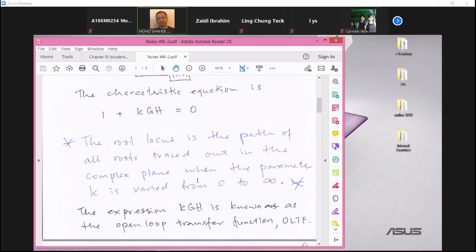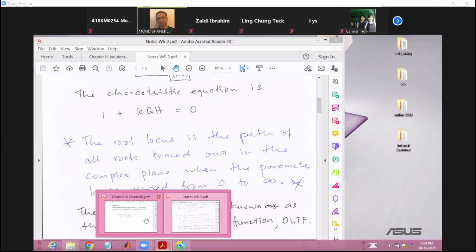Why is that important? We are going to talk about the usage of the root locus diagram after we learn how to draw the root locus diagram. We're going to delay that discussion. So here, KGH on its own is known as the open loop transfer function. Now let's go back to the question.